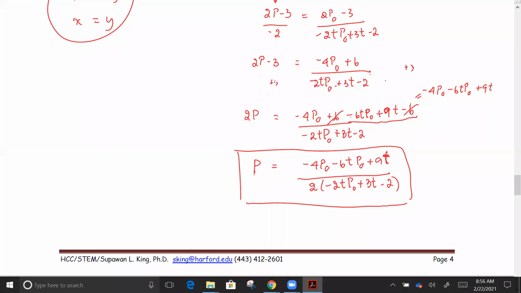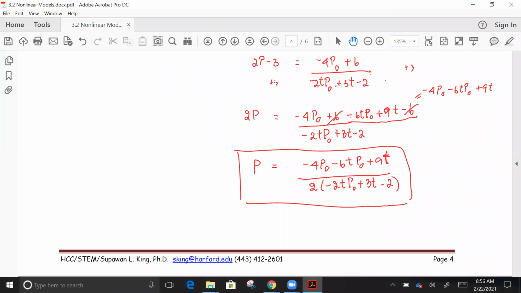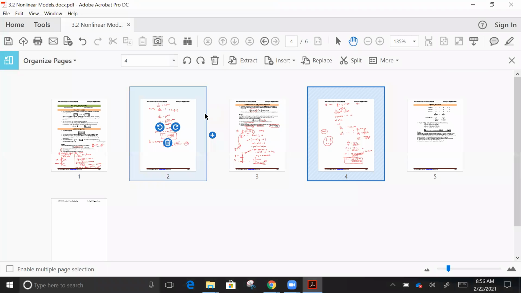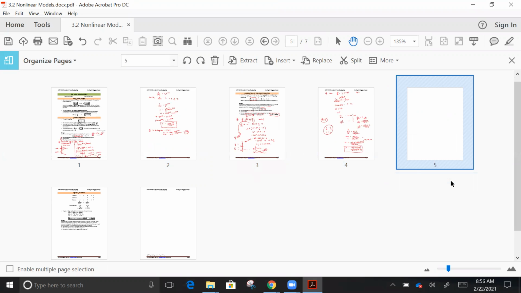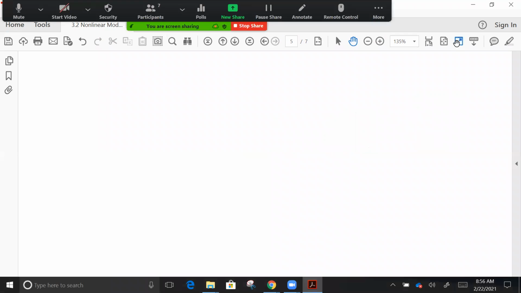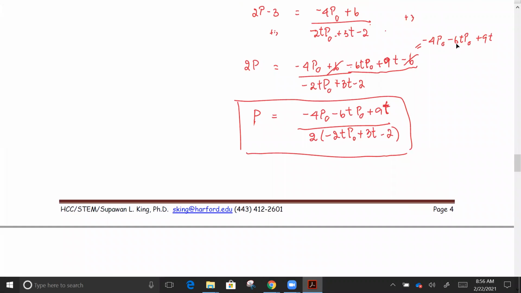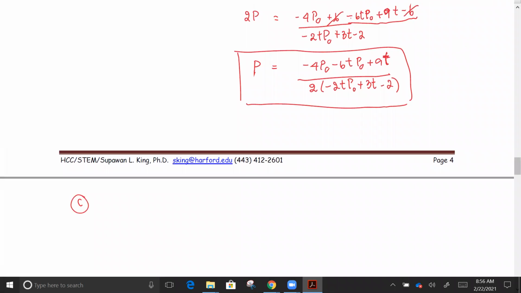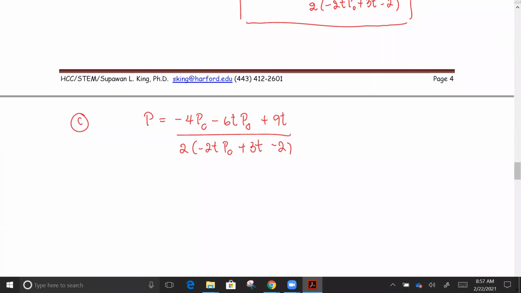So I'm gonna add another page. Okay. So part C, from p equals, I'm going to copy it down, negative 4p0 minus 6t p0 plus 9t all divided by 2 negative 2t p0 plus 3t minus 2. And then the question is, can p be 0?